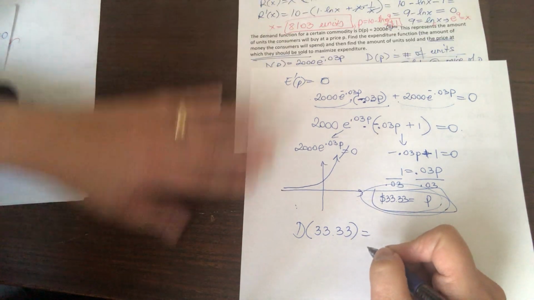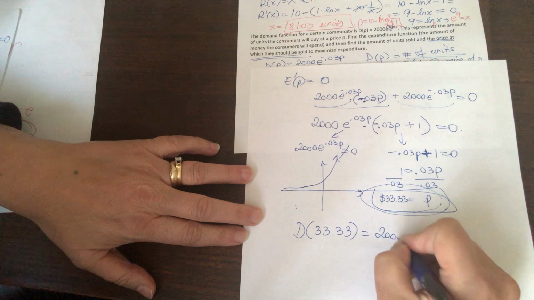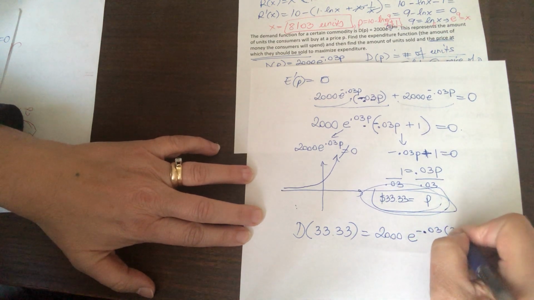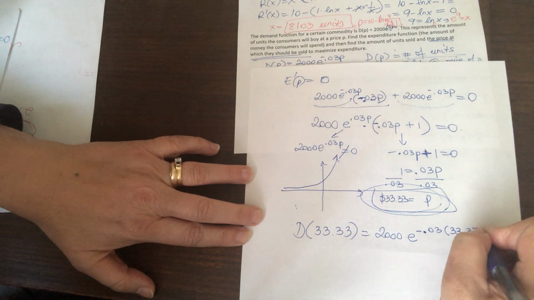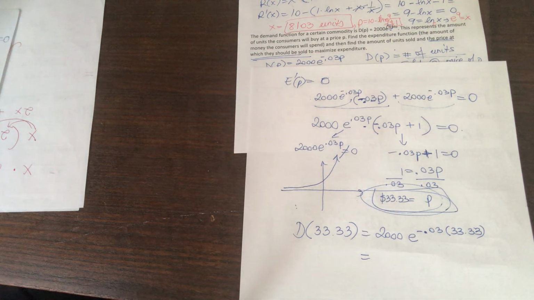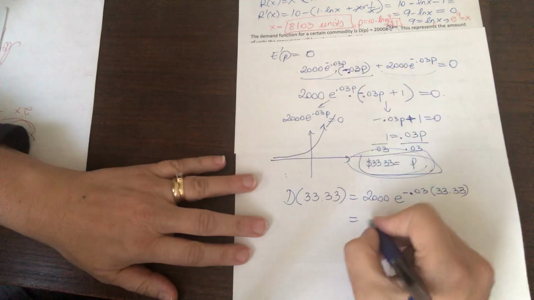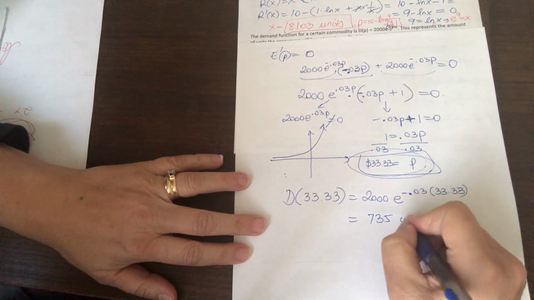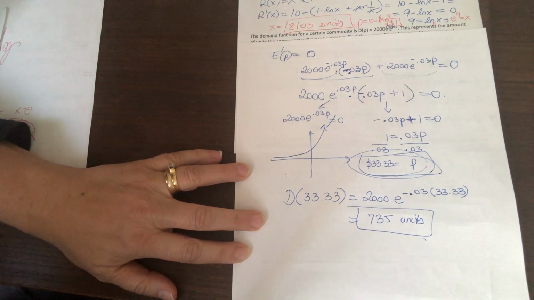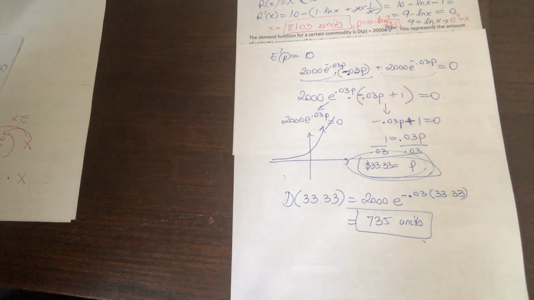So what was the demand function? It was 2,000 e to the negative 0.03 times p, which is 33.33. Okay. So put that in your calculator, and you end up with 735 units. All right. So there's that. There's your section 3.3.